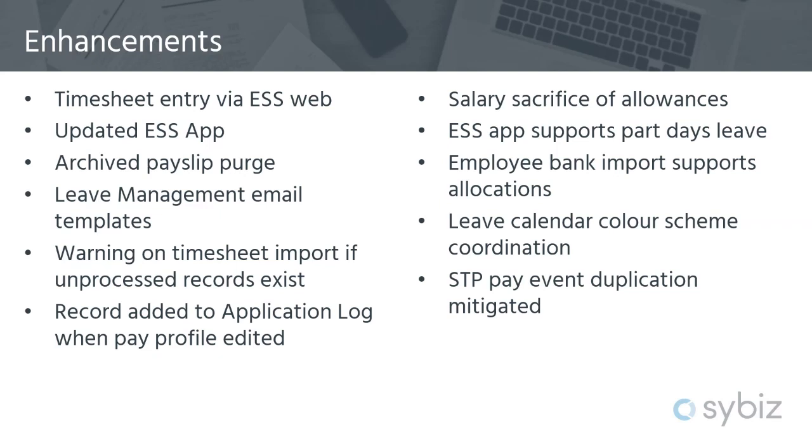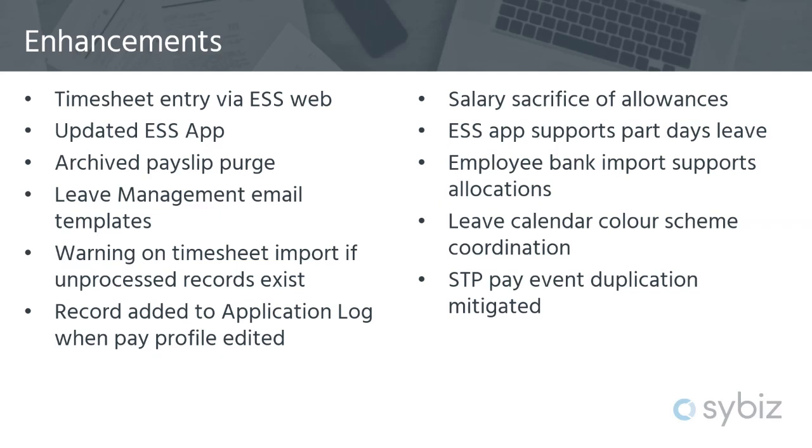We have now introduced the ability to modify the leave management email template. So when you do leave requests, you've got more control over what those emails say, so you can provide some more information if required. And a few other little bits and pieces as well. Salary sacrifice is now applicable on allowances. The ESS app supports part days of leave. So if you're just getting, say, 0.8 of a day, you can now do that.